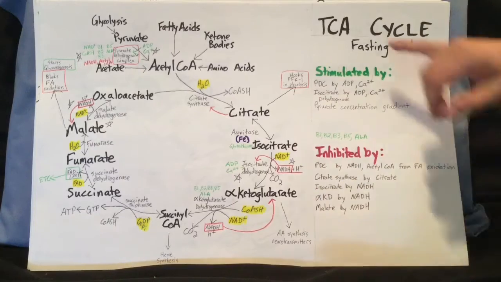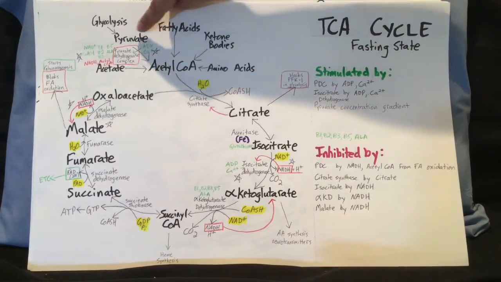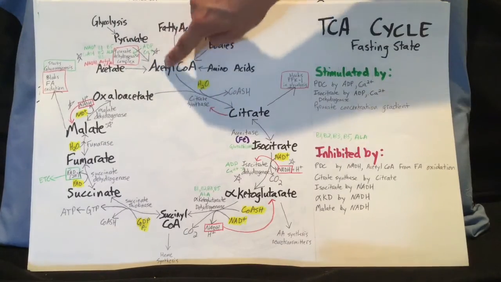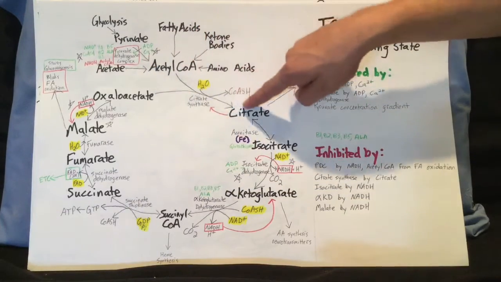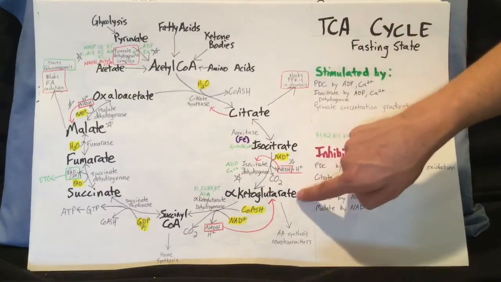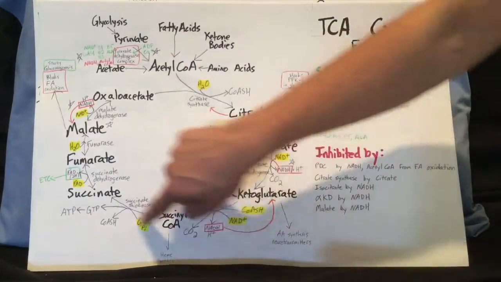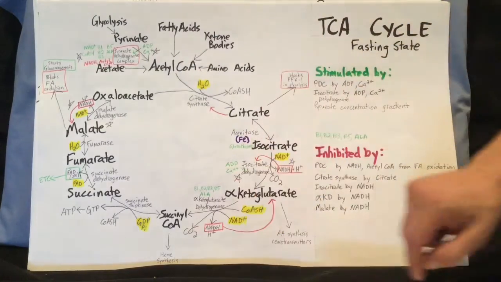Okay, brief overview of the TCA cycle. So we came from glycolysis, we made 2 pyruvate. Now, pyruvate will enter the mitochondria against its concentration gradient, become acetyl-CoA through the pyruvate dehydrogenase complex. Acetyl-CoA then proceeds to become citrate, isocitrate, alpha-ketoglutarate, succinyl-CoA, succinate, fumarate, malate, oxaloacetate, and the whole thing keeps going. Now, these other things here can also become acetyl-CoA and feed into the TCA cycle.